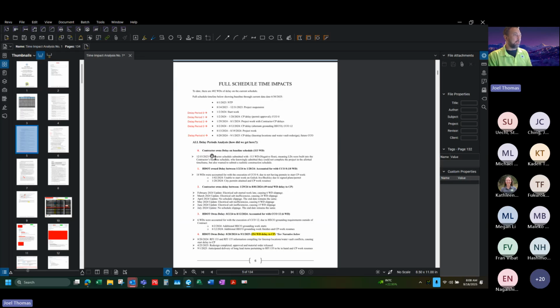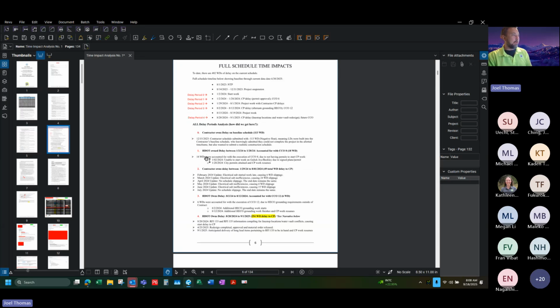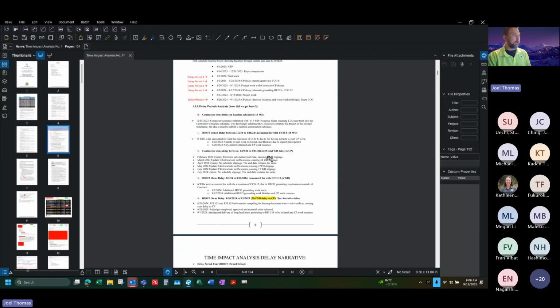So for that one, I just wanted to add a note that's where we lost our 113 days because the contractor included that in their schedule. And then delay period number 1 was the 18 working days that we granted. So we already executed that change order, giving them those 18 days. Just wanted to highlight it here.